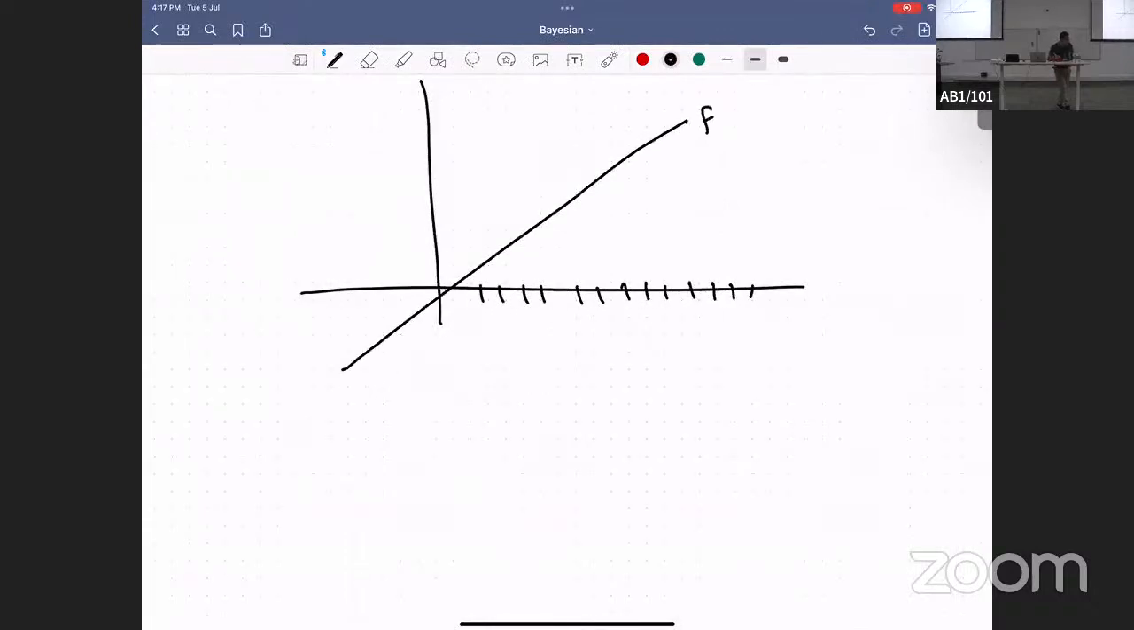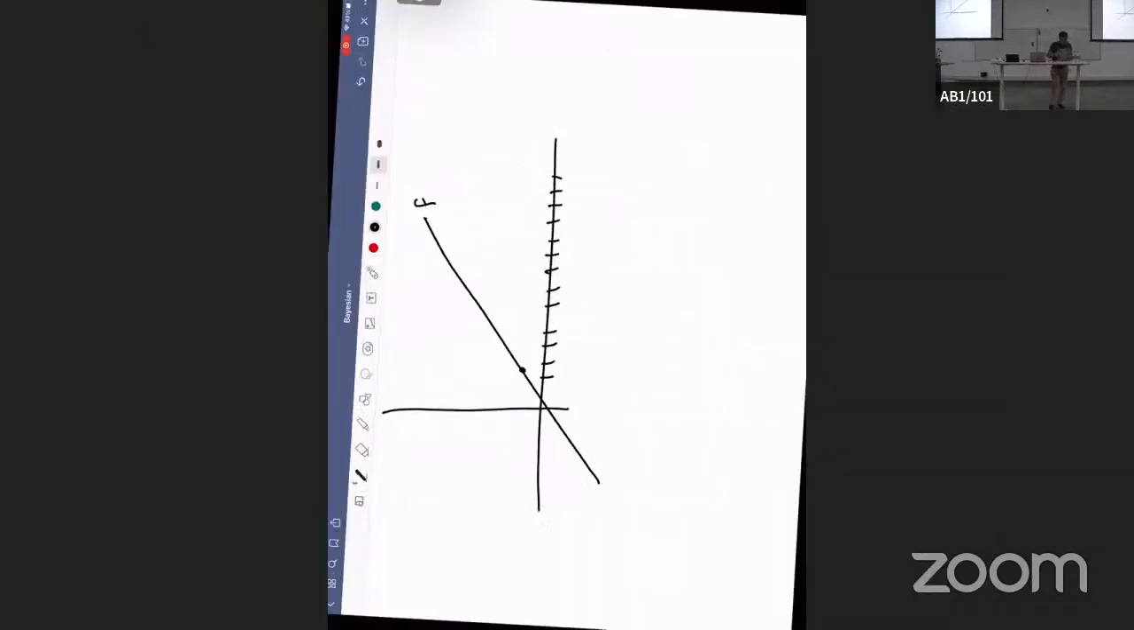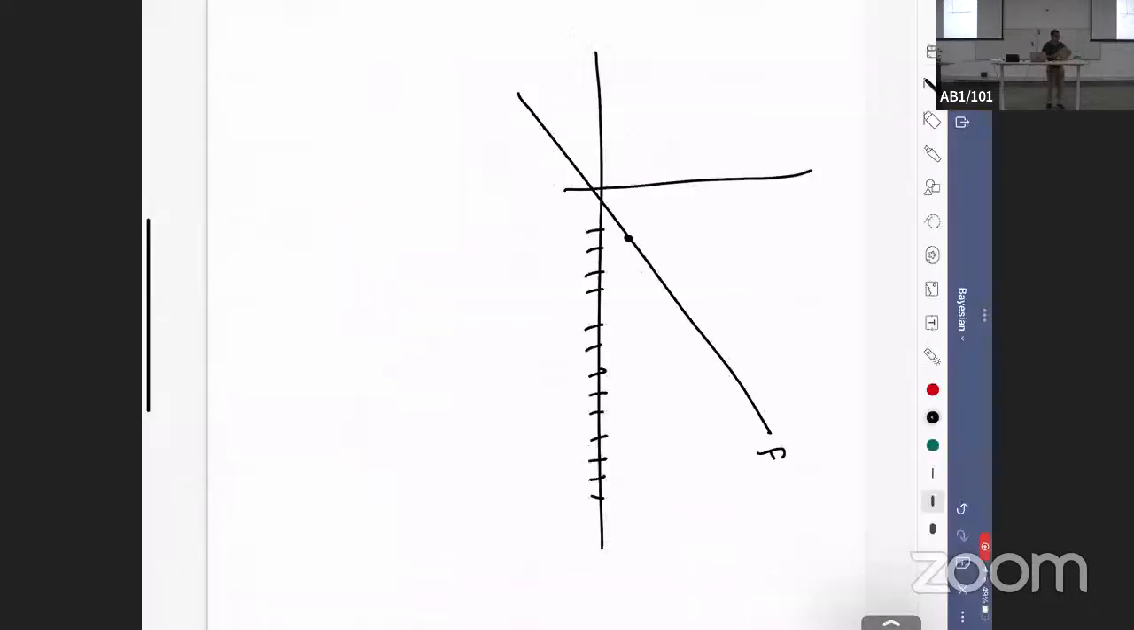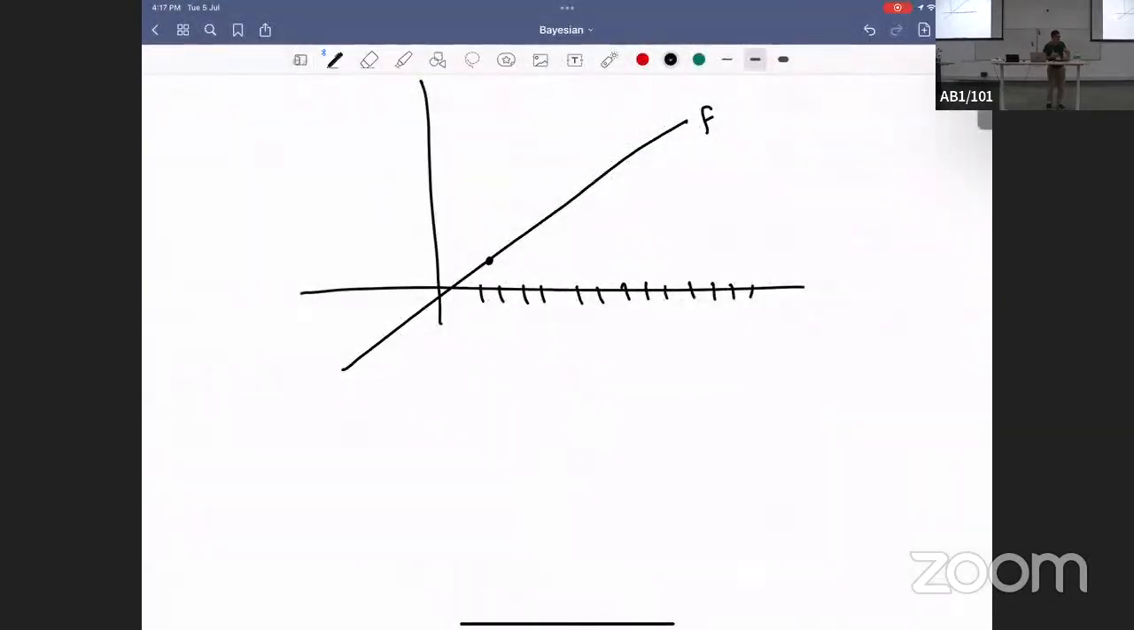This is f, right? Now think of it as, let me see if I can actually... no. I was trying to see if I can rotate my screen and you'll see it. No, you won't, you'll still see it the way you're seeing it.